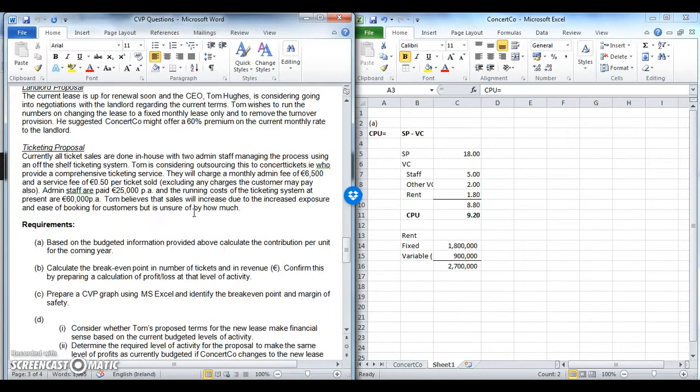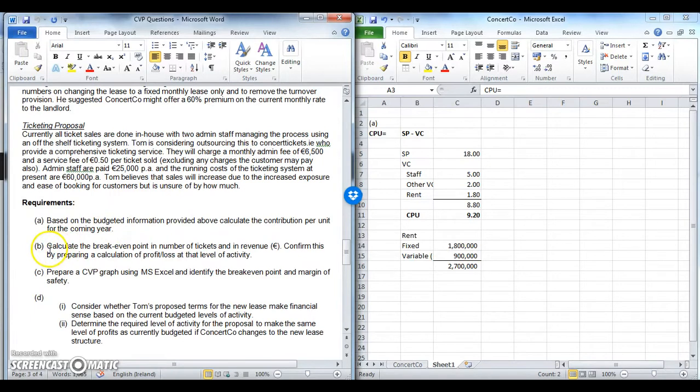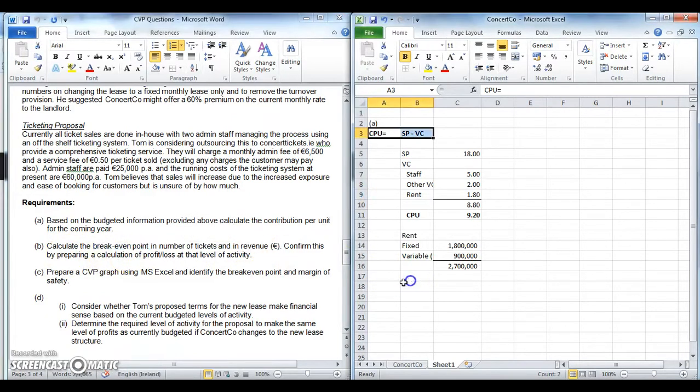The next part is: calculate the break-even point in number of tickets and in revenue, and confirm this by preparing a calculation of profit and loss at that level of activity. So two parts: the break-even number first, and then confirm your break-even. If we do the break-even first, the break-even point equals your fixed costs over your CPU. Go back and look at your notes and you'll see the logic for that.